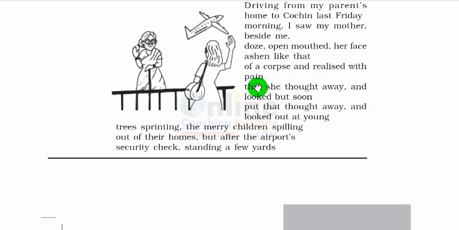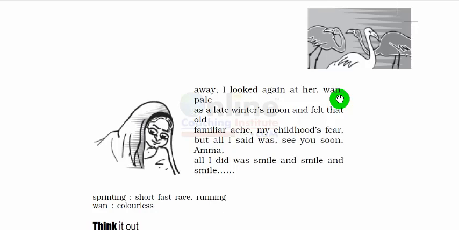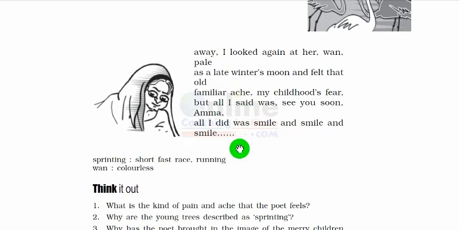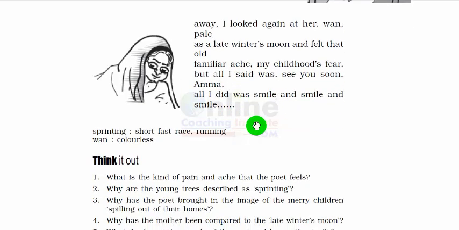Then sprinting, which I had talked about earlier too, means shooting out of the ground. Merry means happy. Spilling means to move out in great numbers. Then wan means colorless, you can say, and pale means feverish yellow. So these were the important terms, and I think you should write them down.